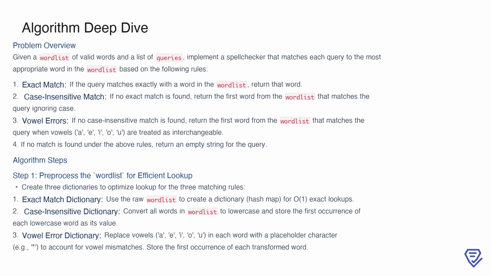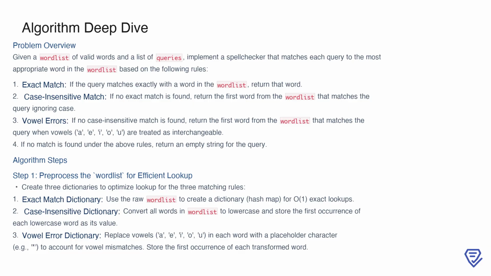To implement this efficiently, we pre-process the word list by creating 3 dictionaries. The exact match dictionary allows direct lookups for exact matches. The case-insensitive dictionary maps each lowercase word to the first occurrence of that word in the word list, enabling quick case-insensitive checks. Finally, the vowel error dictionary transforms words by replacing vowels with a placeholder character, such as an asterisk, simplifying the handling of vowel mismatches.